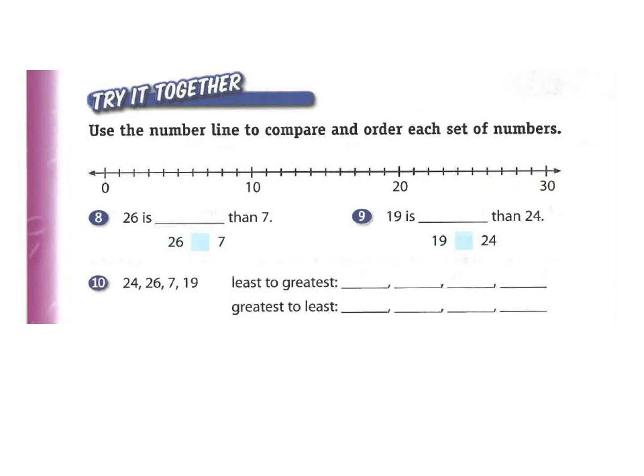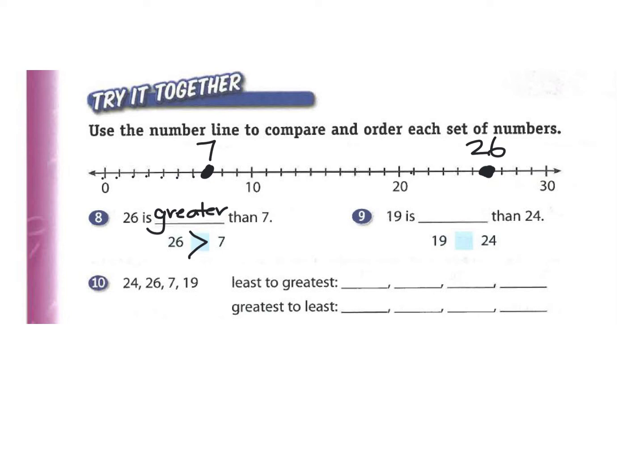Okay, so now we're going to try this together. Number 8 says 26 is blank, then 7. So here's 20, 21, 22, 23, 24, 25, 26. Put a point right here and label it on your number line. And then 7 is down here. So 0, 1, 2, 3, 4, 5, 6, 7 is right there. We can very easily see that it is greater. 26 is much further up the line. So 26 is greater than 7.